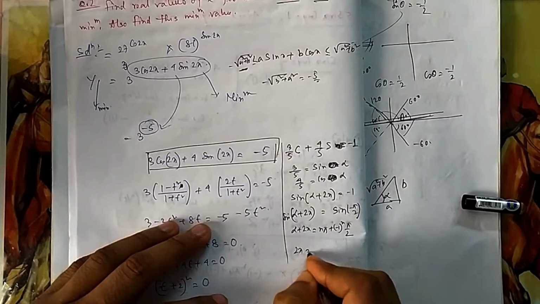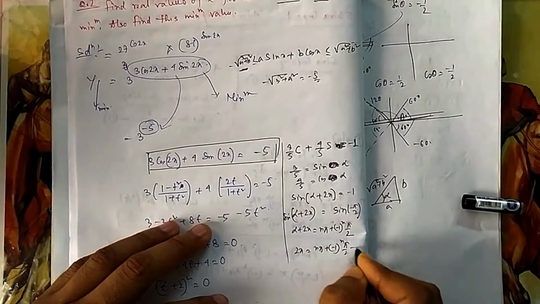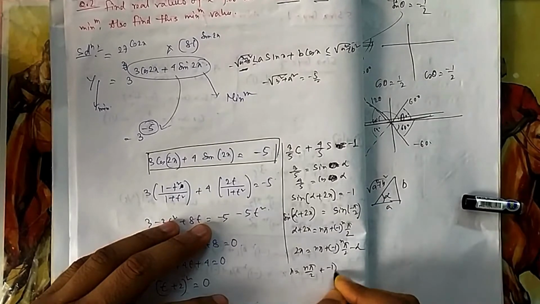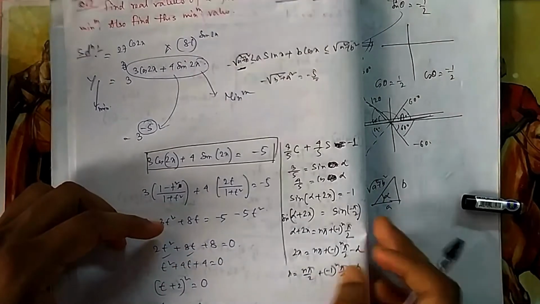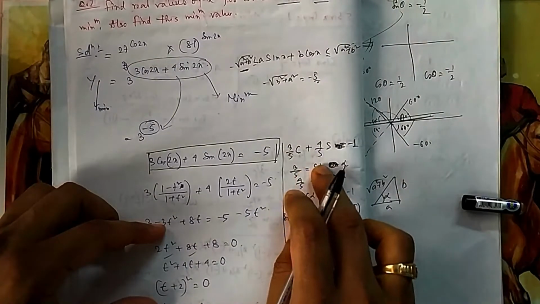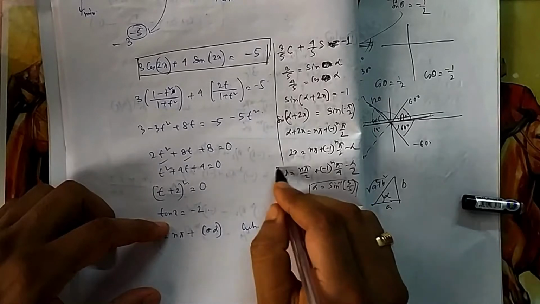So what will be x? N pi plus minus 1 to the power n pi by 2 minus alpha. The answer may not look the same, because my alpha and your alpha are different. Where alpha is equal to sine inverse 3 by 5. This is alpha. Sine is gone that side. Inverse function we will know later. But you write the answer like this.